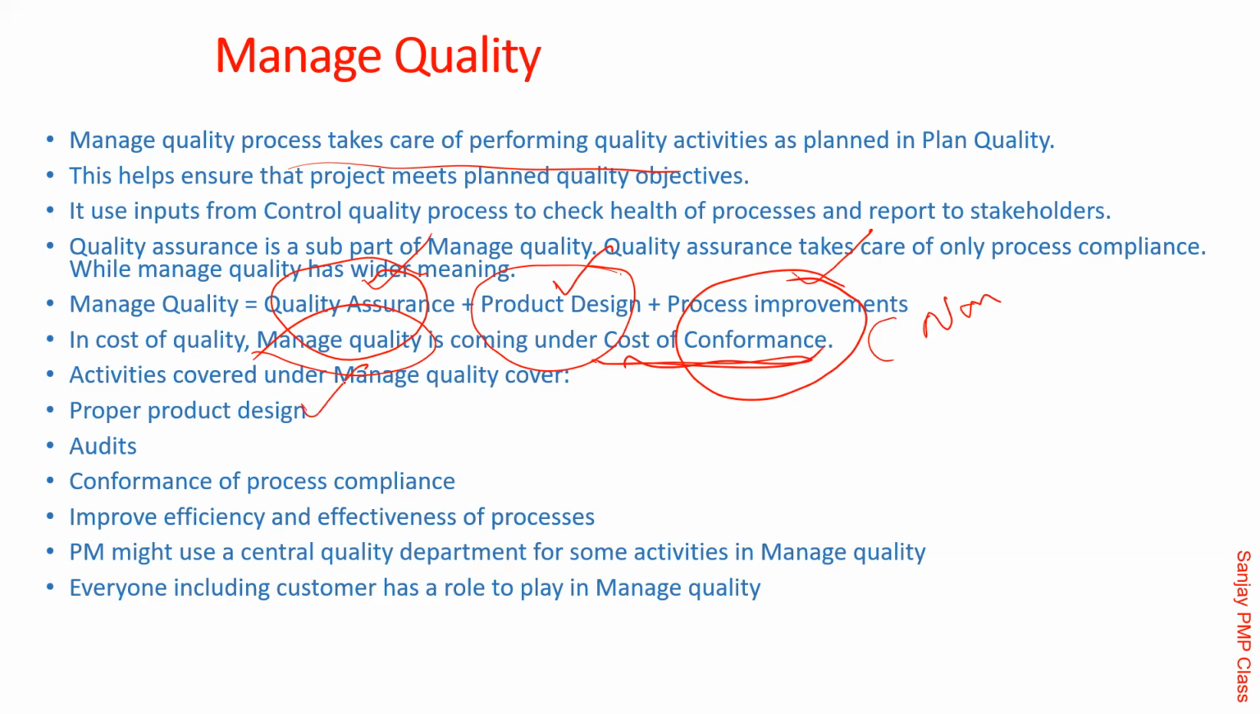They are all covered as proper product design, doing the audits, and conformance of process compliances. Are you following the processes? That also will be checked here. Improve the efficiency and effectiveness of the processes. Are you sending all the reports on time? Sending all the reports on time is efficiency. Are those reports readable? Are the people comfortable with that? That is effectiveness. I'm speaking about the communication. Are you doing all the testing as per the schedule? Efficiency. Are you able to catch the issues? Effectiveness. Both are important, efficiency and effectiveness, and manage quality will concentrate on both.